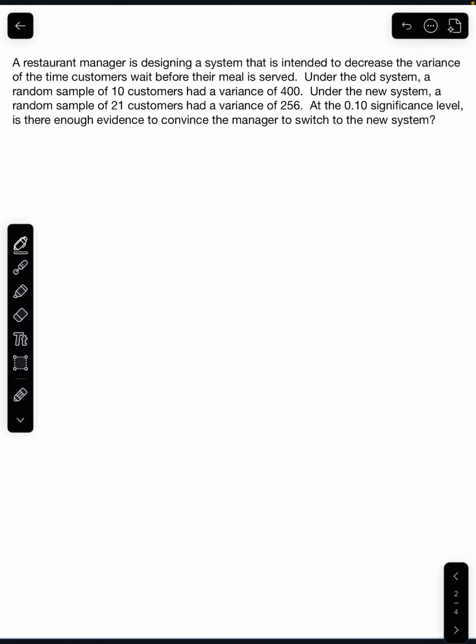Let's consider an example. A restaurant manager is designing a system that is intended to decrease the variance of the time that customers wait before their meal is served. Under the old system, a random sample of 10 customers had a variance of 400. Under the new system, a random sample of 21 customers had a variance of 256. At the 0.10 significance level, is there enough evidence to convince the manager to switch to the new system?